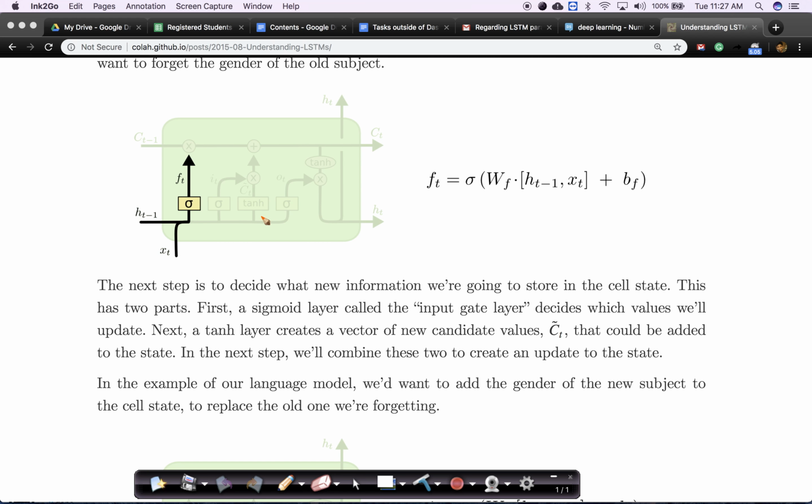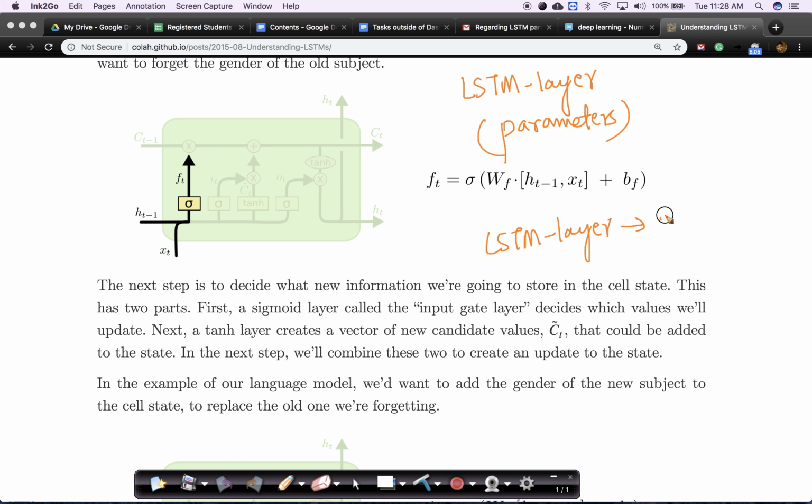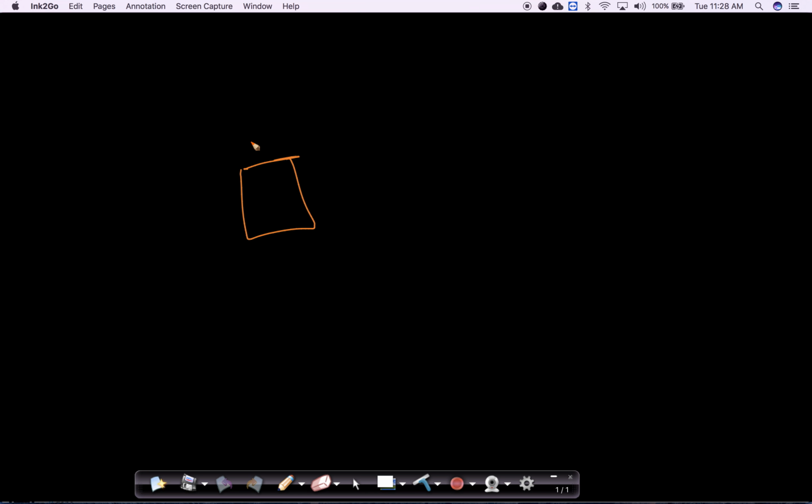So we have an interesting question here, which is: given an LSTM layer, how many parameters does the LSTM layer contain? Not just one LSTM unit, but an LSTM layer. So let's assume we have an LSTM layer in a recurrent neural network with, let's say, M units. We have M units in the layer.